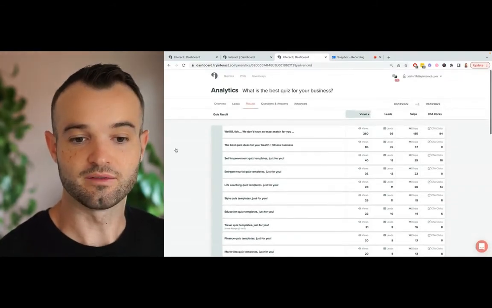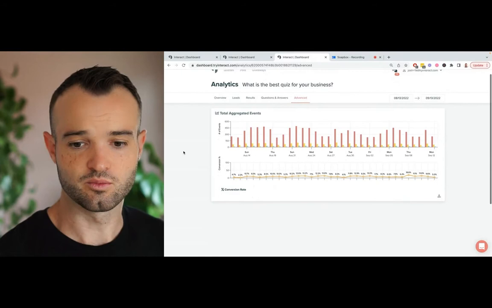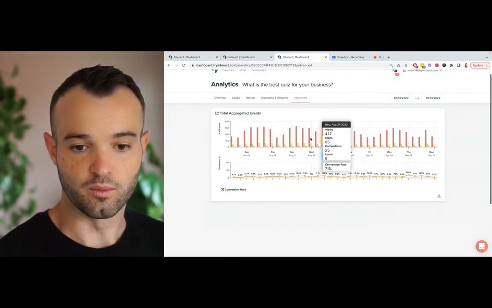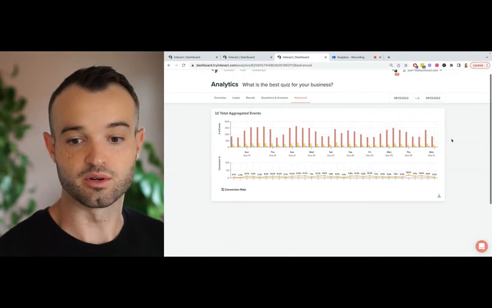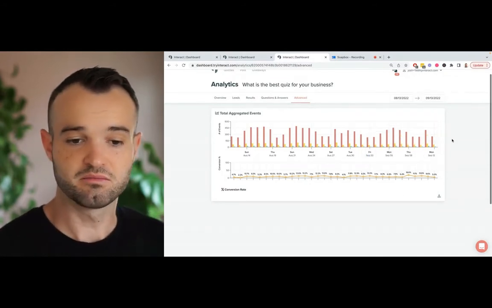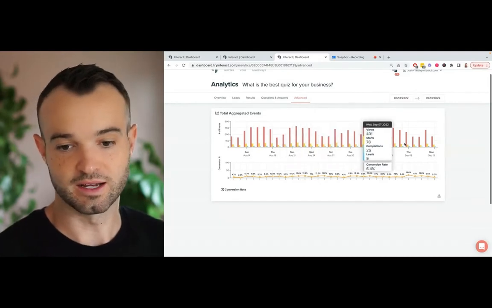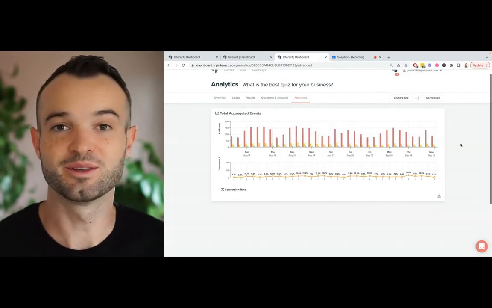And then in our advanced tab, this is where we'll be able to see our total aggregated events. So views, starts, completions, and leads per day. This is a pretty typical flow. Like during the weekdays, it's more, weekends, it's less. But maybe you'll find something really interesting here.